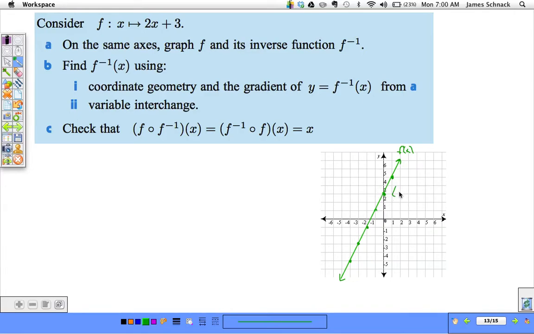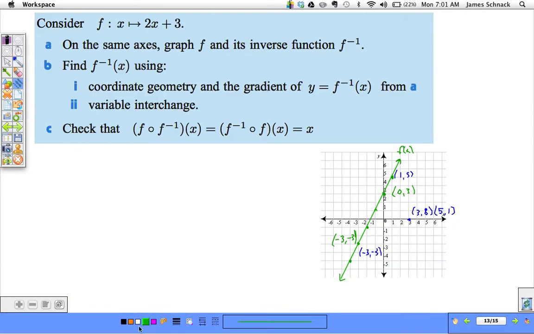So for instance, this one is 0, 3. The inverse will have the point 3, 0 on it. This point, negative 3, negative 3. If I switch those points, negative 3, negative 3. This point, 1, 5. That means 5, 1 will be on my graph, my inverse.